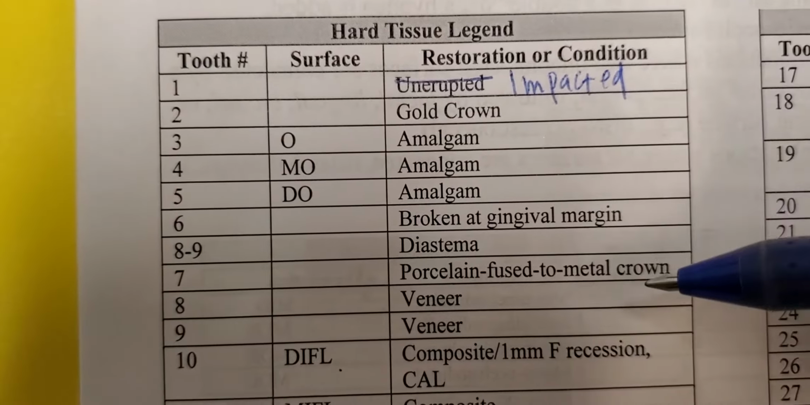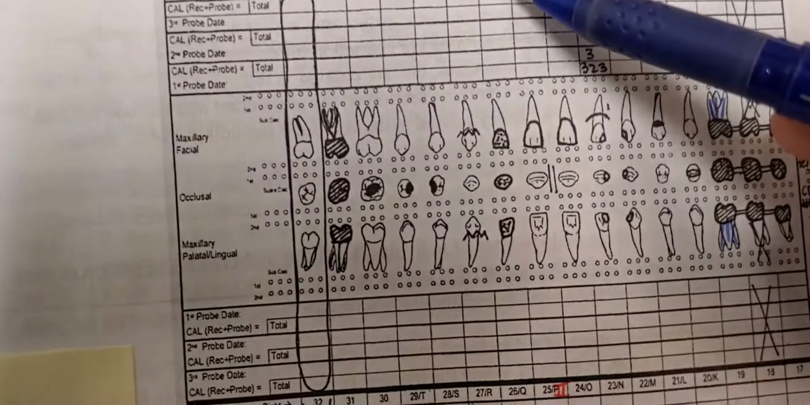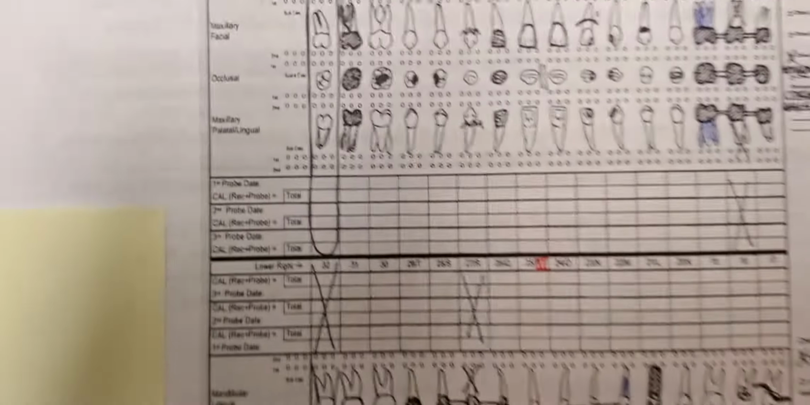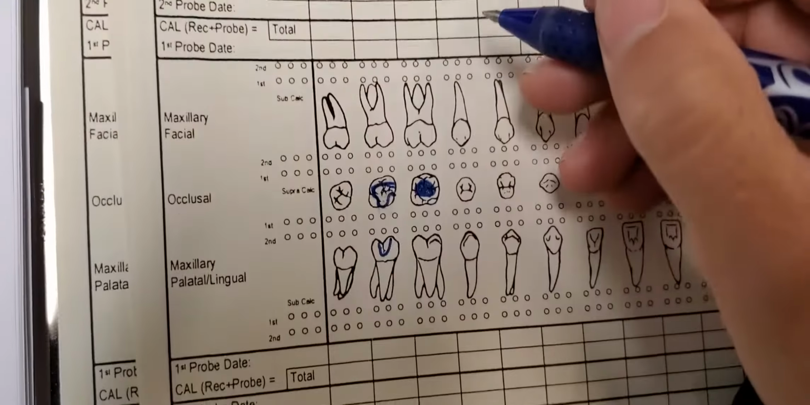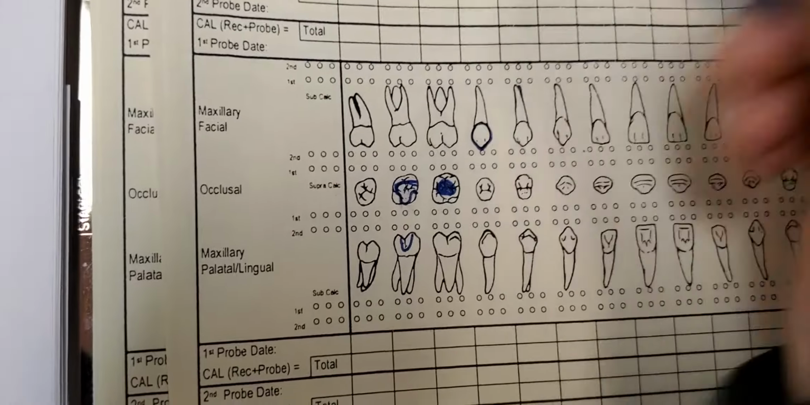Your legend shows a porcelain fused to metal crown, tooth number 7. So if I go to tooth number 7, it looks like a porcelain fused to metal crown is outlined with dots. So then I go back to tooth number 4 and I will chart it as such.